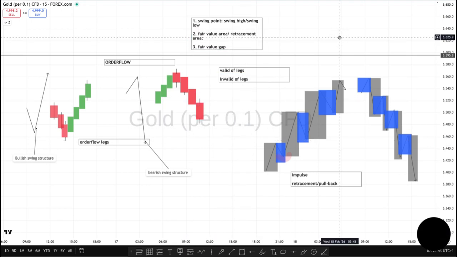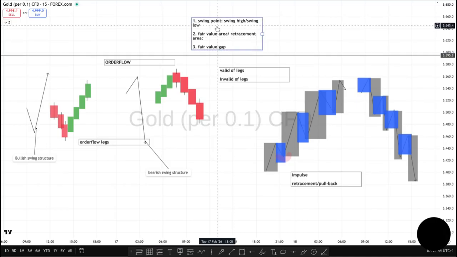Then how do you know an invalid order flow leg? An invalid order flow leg, we have the first thing, which is a swing point. Every order flow leg will have a swing point. It will also have a fair value area. But the determining factor that determines whether an order flow leg is valid or not is the appearance of a fair value gap in that structure, in that order flow leg. Price cannot make any swing structure without having a swing point, a swing high or a swing low, or a fair value area, which is the retracement area. But price can create an order flow leg without leaving behind a fair value gap.